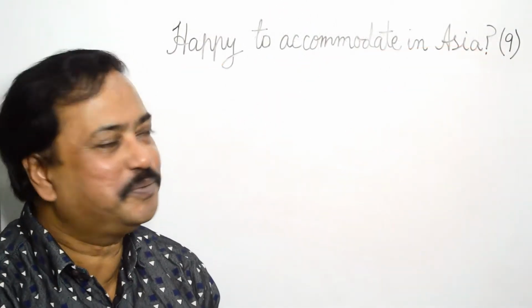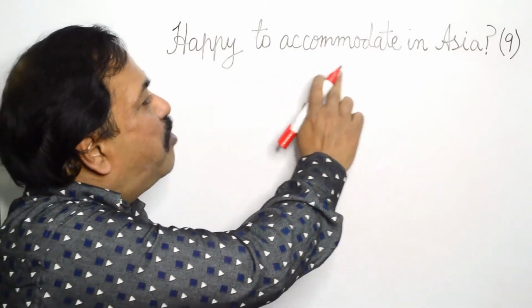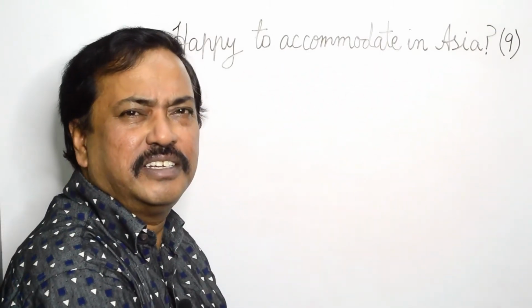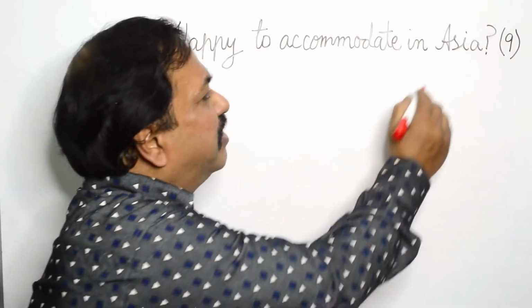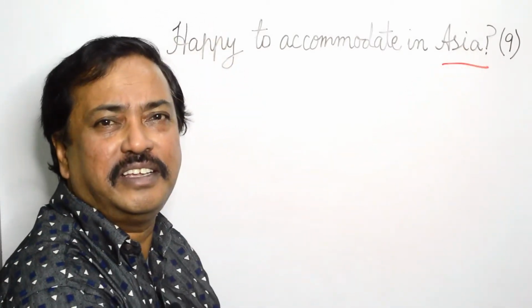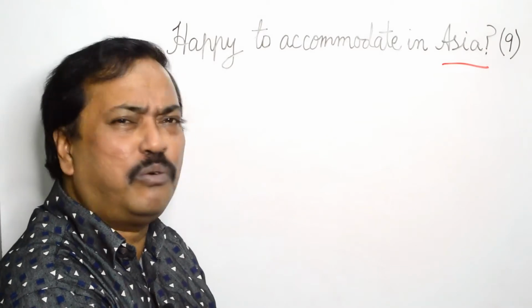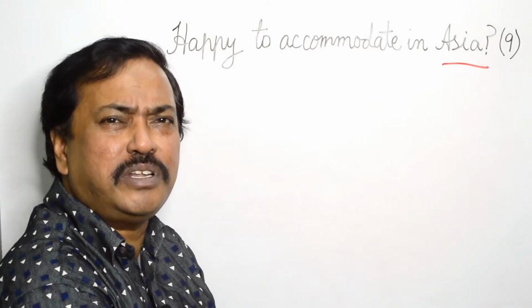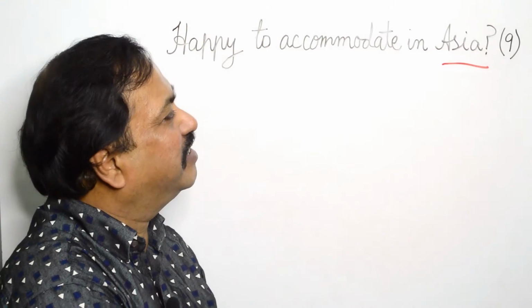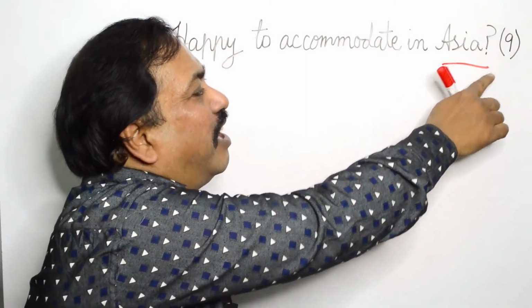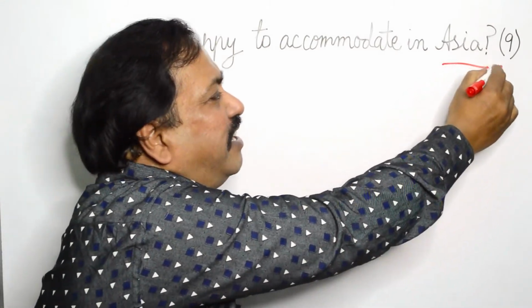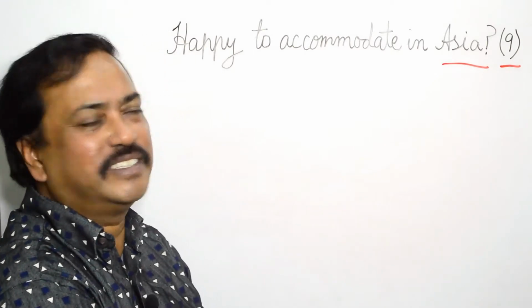Our next clue, happy to accommodate in Asia. Asia with a question mark. Our definition here is Asia. So what's Asia? What is Asia? Most probably a continent, a 9-letter word, continent.